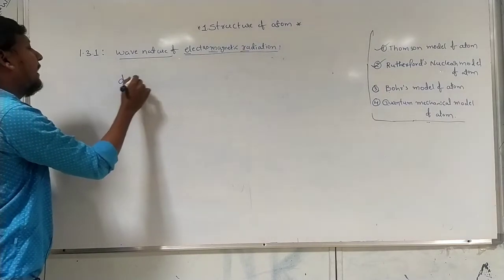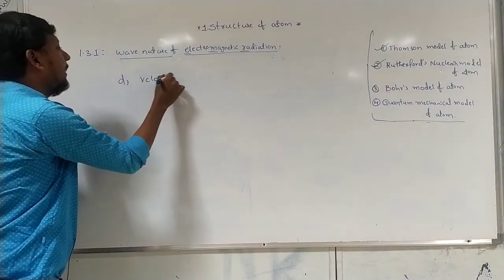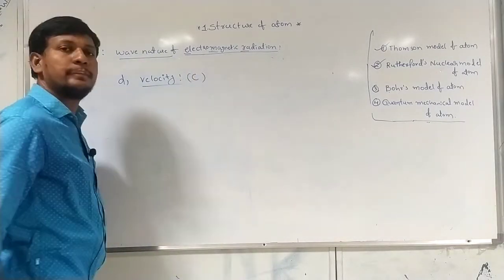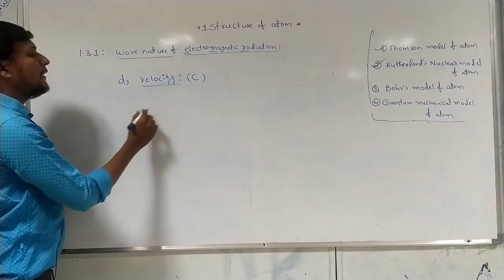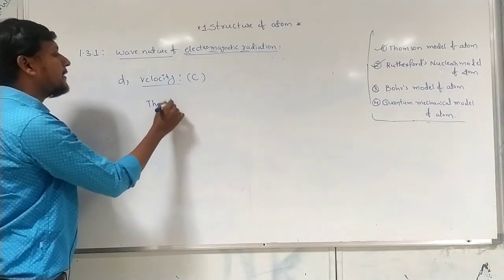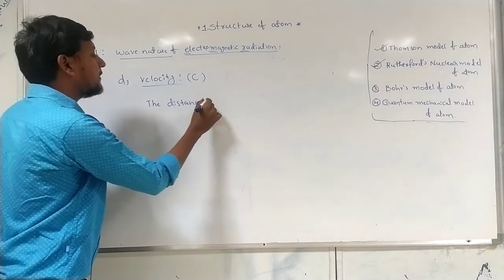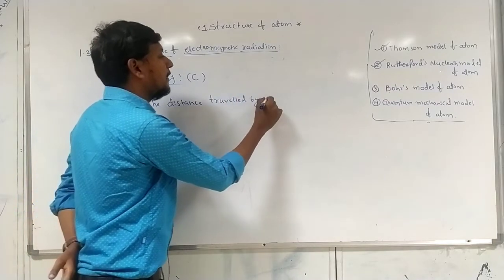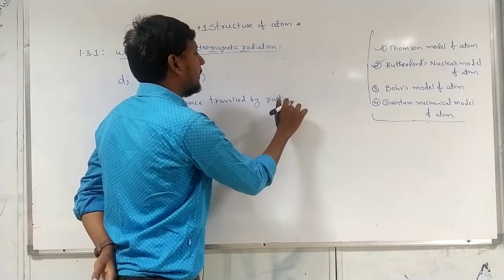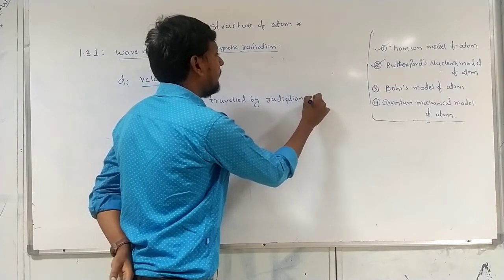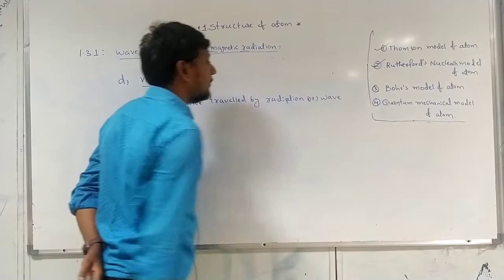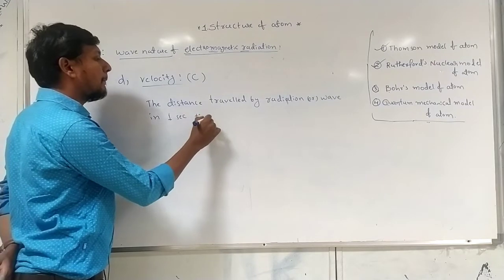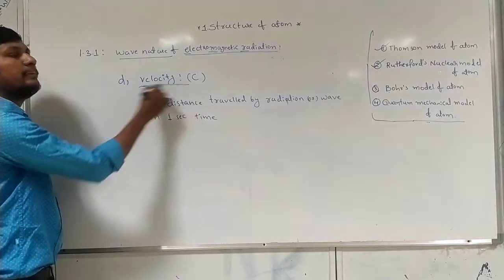Next one, velocity, denoted by capital C. What is the velocity? The distance traveled by radiation or wave in 1 second time is called velocity.